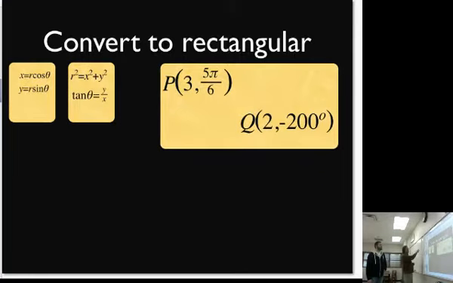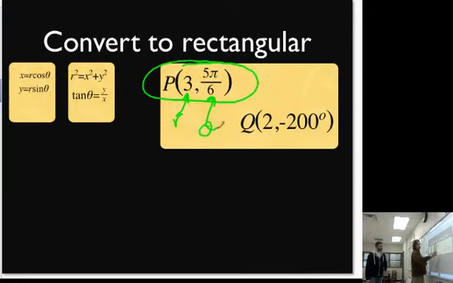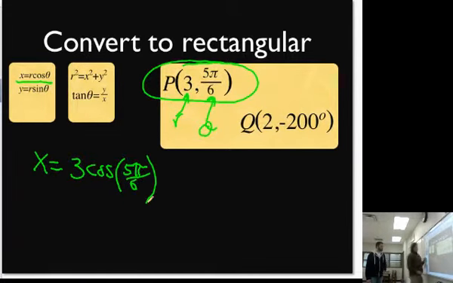Okay, so let's try a couple of examples. We want to convert from polar here, and we want to convert it to rectangular. So this is R, and this is theta. Color is kind of hard to see. Sorry about that. So if I want to figure out what x is, x is equal to R, which is 3, times the cosine of theta, 5 pi over 6.